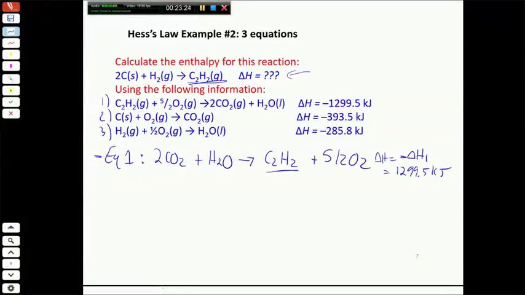Then we look at the second equation. We see that we have carbon is a reactant in our overall chemical equation. It only appears in this second one here. We have a coefficient of 2 in the chemical equation we want. This one has a coefficient of only 1, so we're going to double the second equation.